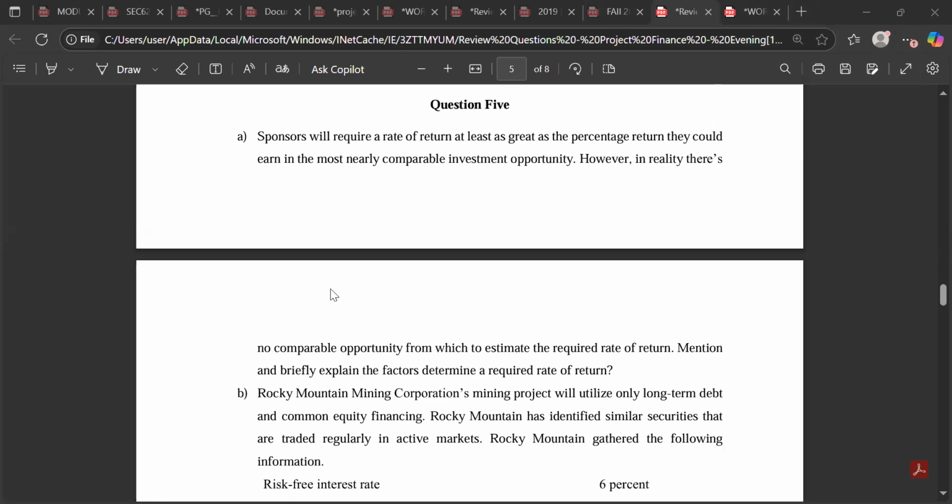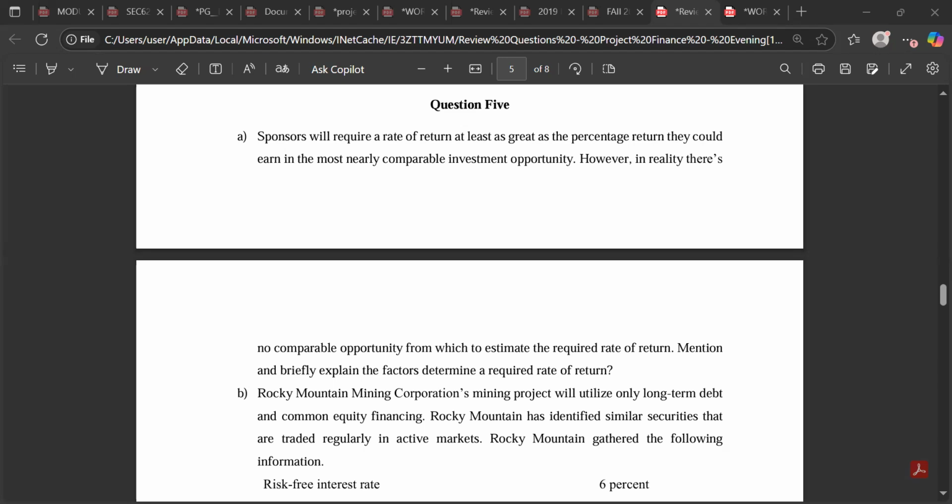So looking at question five, part A says that sponsors require a rate of return at least as great as the percentage return they could earn in the most nearly comparable investment opportunity. However, in reality, there is no comparable opportunity from which to estimate the required rate of return. So we are required to mention and briefly explain the factors that determine the required rate of return.